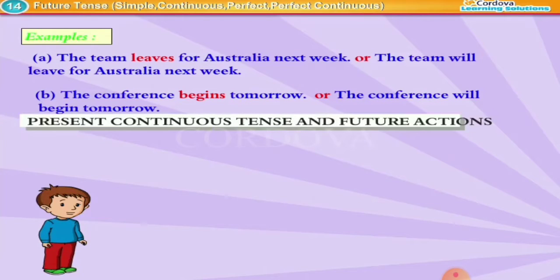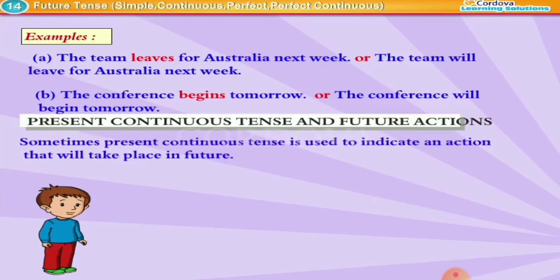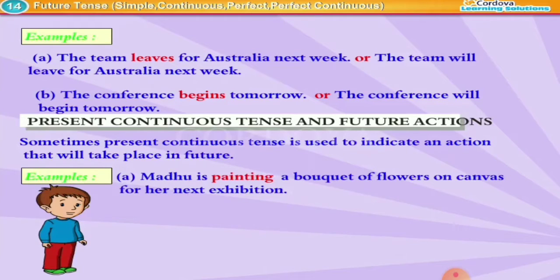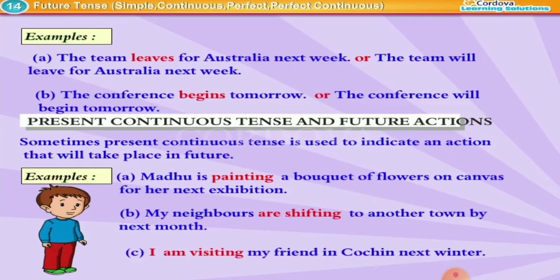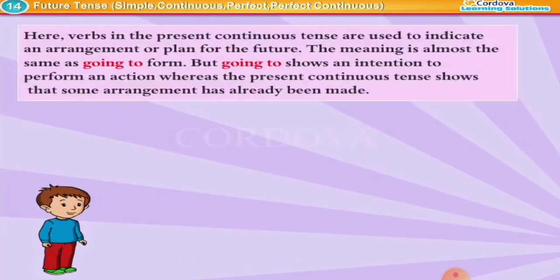Present continuous tense and future actions. Sometimes present continuous tense is used to indicate an action that will take place in future. Examples: Madhu is painting a bouquet of flowers on canvas for her next exhibition. My neighbors are shifting to another town by next month. I am visiting my friend in Cochin next winter.